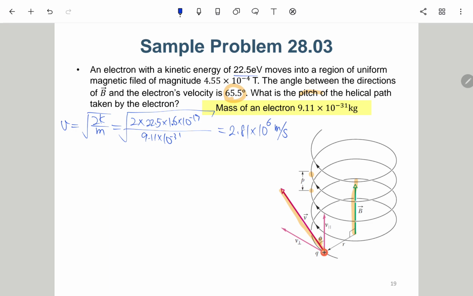And then the pitch will be p equals v parallel times T, where T is the period of the circular motion, the time for one revolution. So v parallel will be v times cosine of phi. This is a right angle triangle, so v times cosine of phi will be v parallel. And then times T. So what is T?